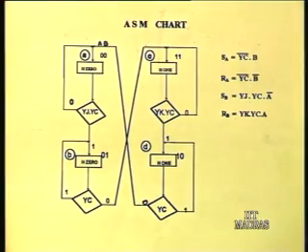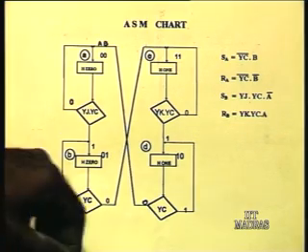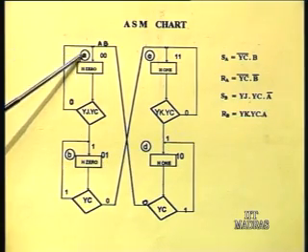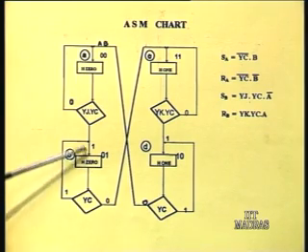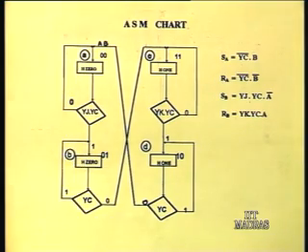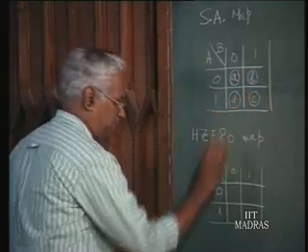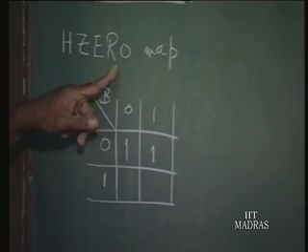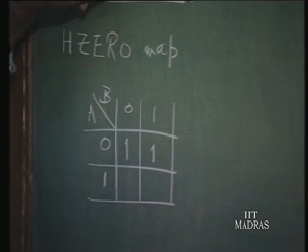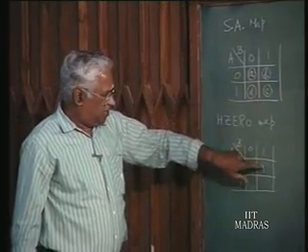H0, let us check the ASM chart. H0 is generated in state A and state B, right. So, the H0 map will have the entry corresponding to state A and state B. So, 1 means the particular Boolean function H0 is 1 in state A, which means H0 is generated in state A, and again it is generated in B.